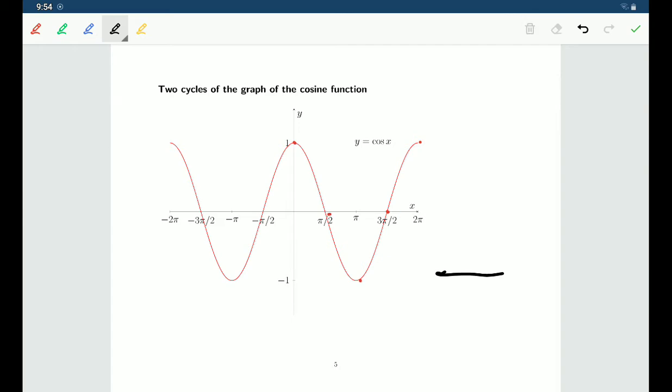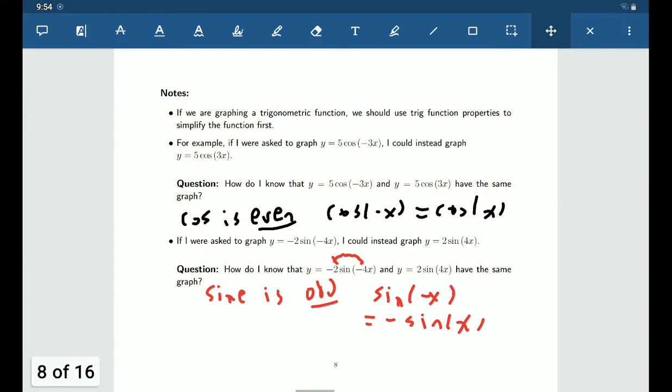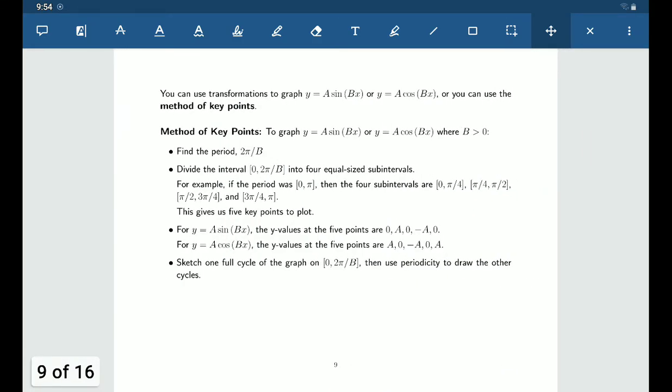So going back, once we've taken our period, we're going to divide our big interval, the full period of 2 pi over b, into 4 subintervals. So for example, if you've decided that your period is pi, then that means you will be cutting pi into 4 equal-sized chunks, or in other words, pi times a quarter.